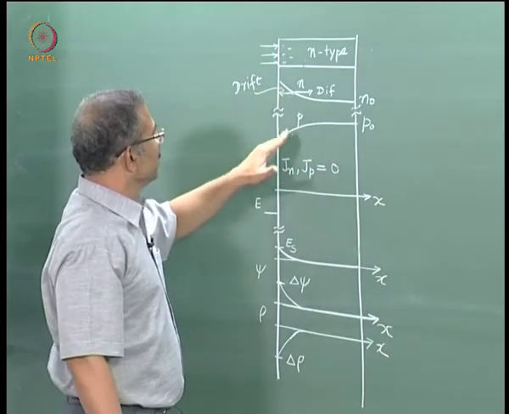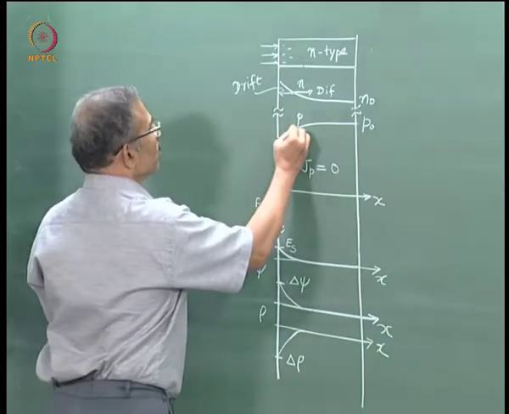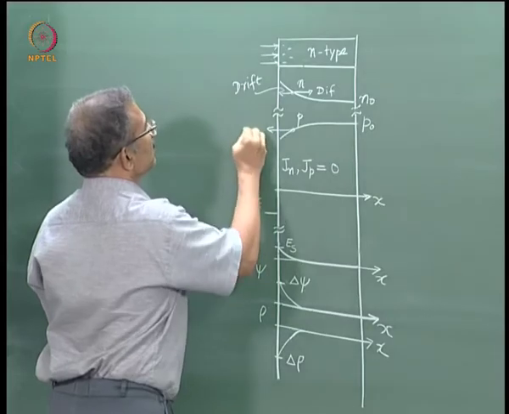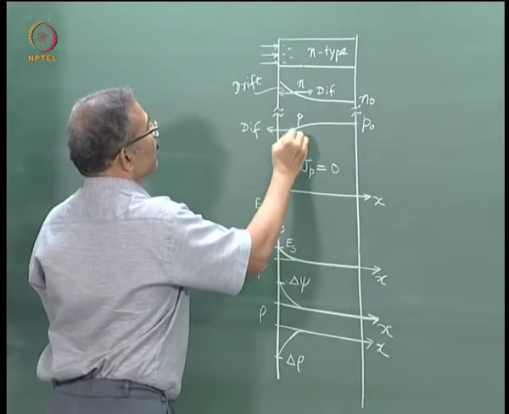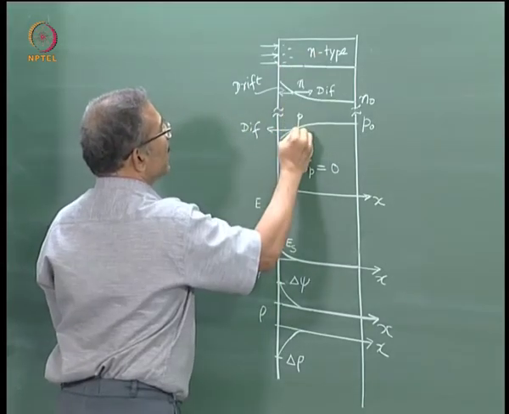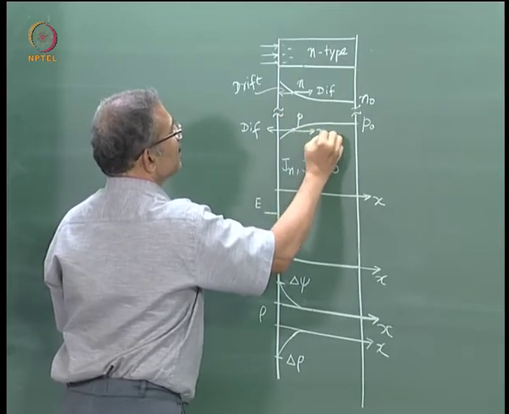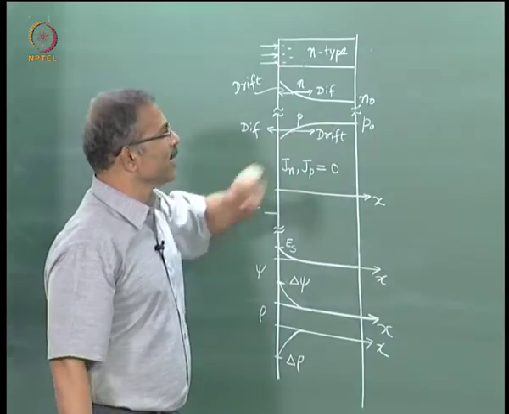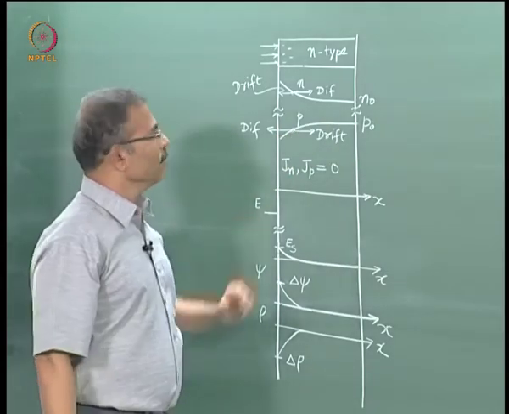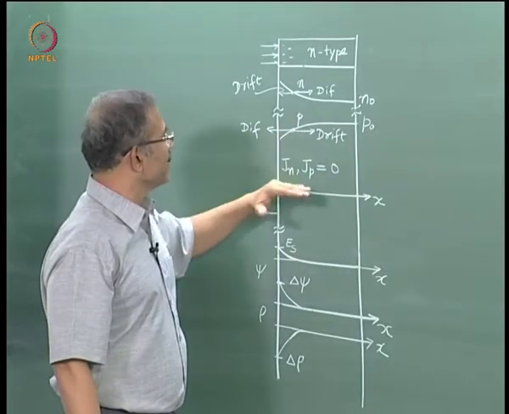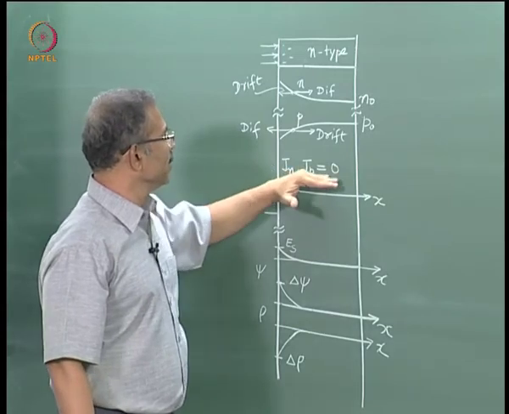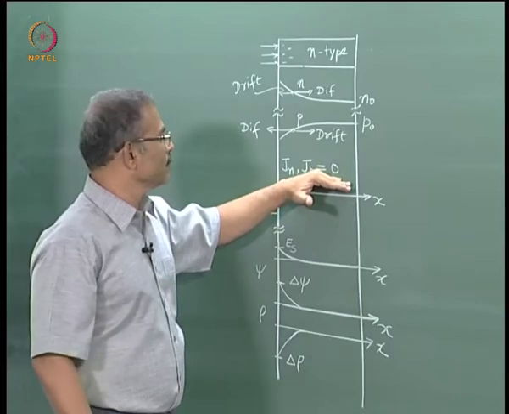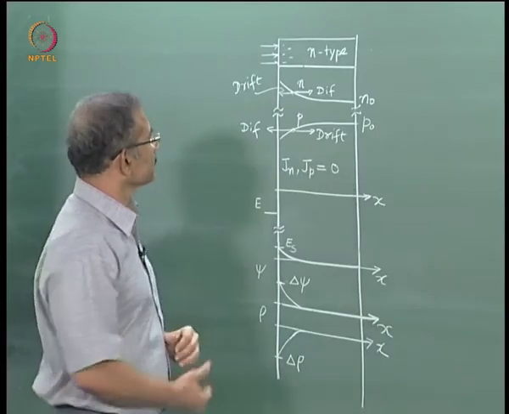You can explain similarly for holes. For holes, the tendency for diffusion is in this direction, so this is diffusion. On the other hand, the electric field is rightward and this will tend to push the holes away in this direction. That is how you get this shape. Now you can easily establish, in fact, if Jn and Jp are each individually 0, then the pn product is ni square. I will leave it to you as an assignment.